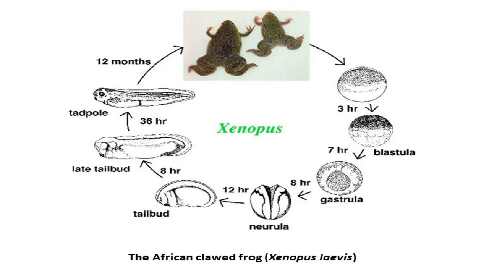This lecture is about the developmental stages of the African clawed frog, that is Xenopus laevis. Xenopus laevis is an important developmental biology model because it is easy to keep, ovulates at any time of the year in response to hormone injection, and develops externally. The fertilization is external.